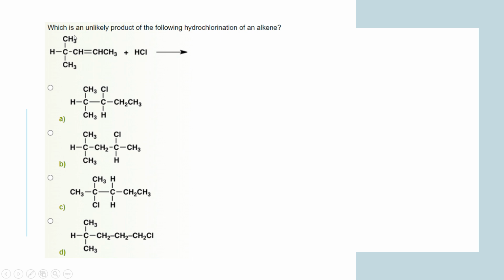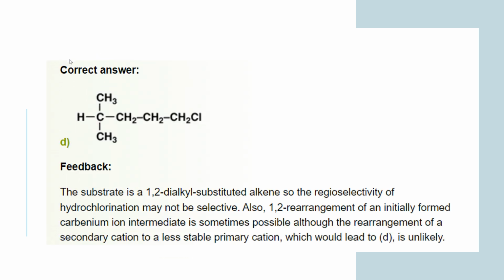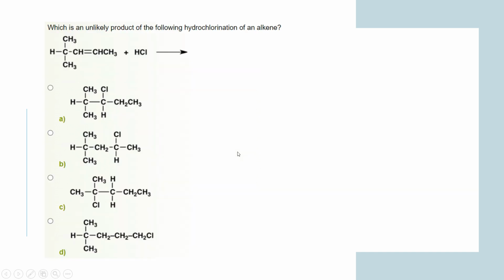If we introduce H plus at this carbon, we are going to get the carbocation at this carbon. Similarly, if we add the H plus here, we are going to get the carbocation at this carbon. So you have to check which carbocation is more stable, which will be formed in this reaction. This is the description which is given for this reaction.